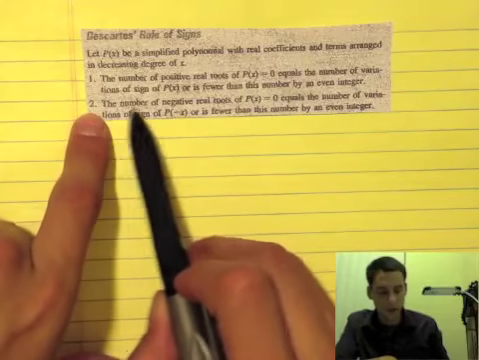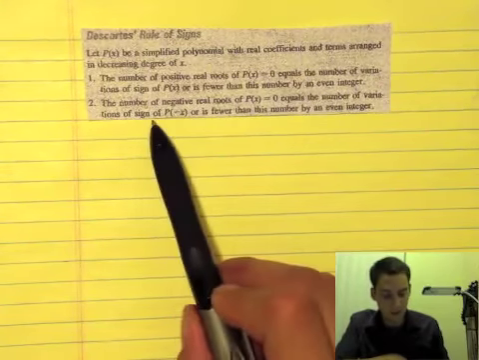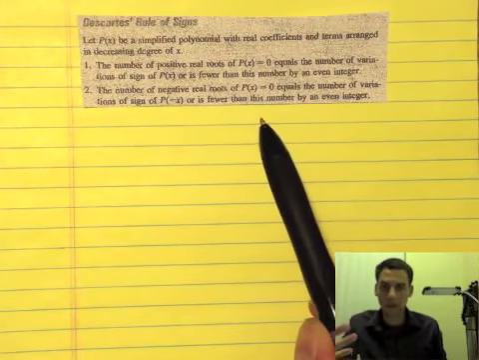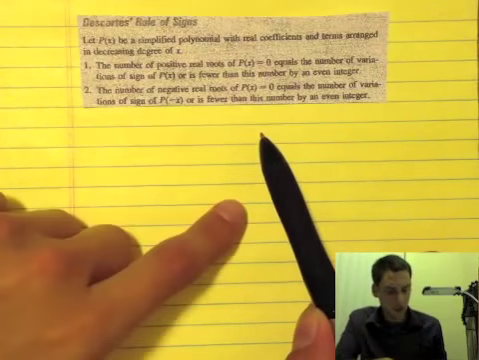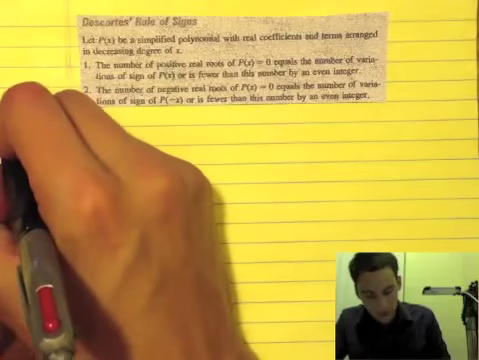We'll see. And then the number of negative real roots of p of x equals 0 equals the number of variations of sign of p of negative x, or is fewer than this number by an even integer. We'll find out what that means. So I'll show you with an example.